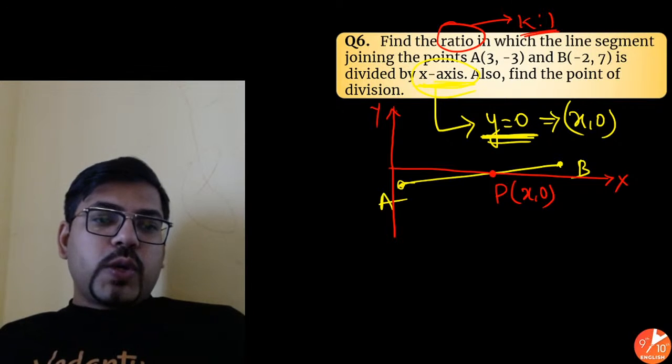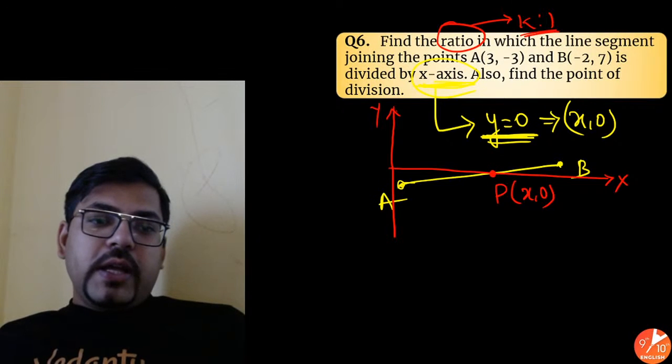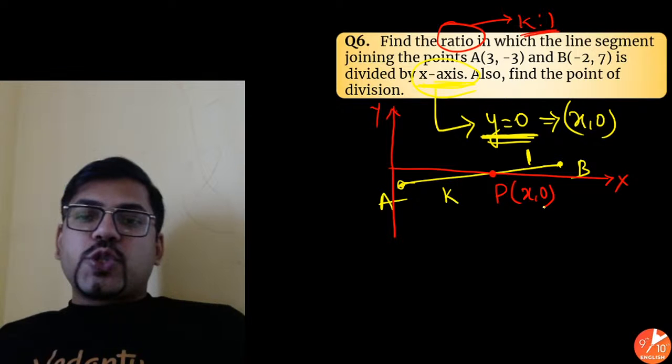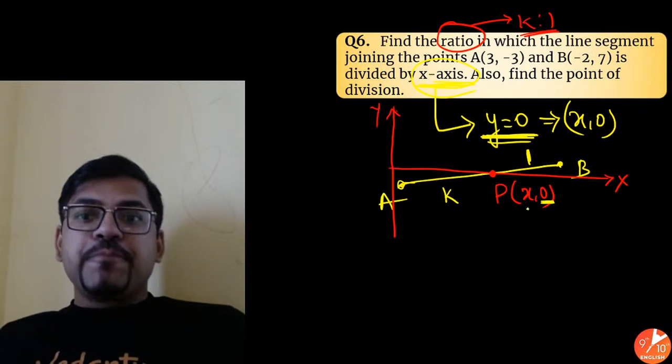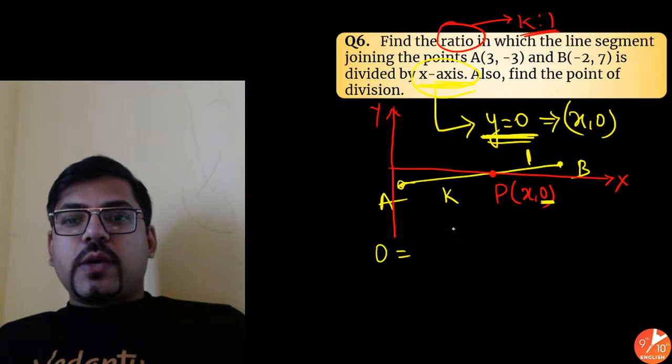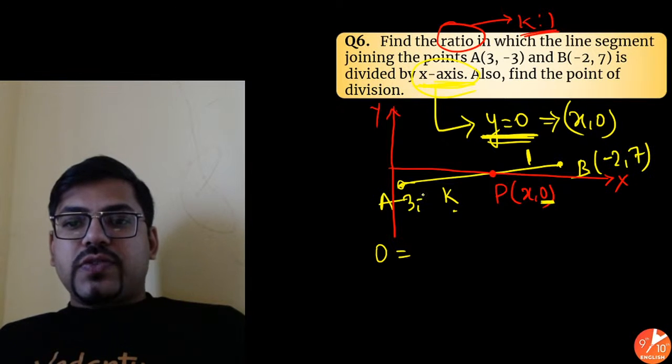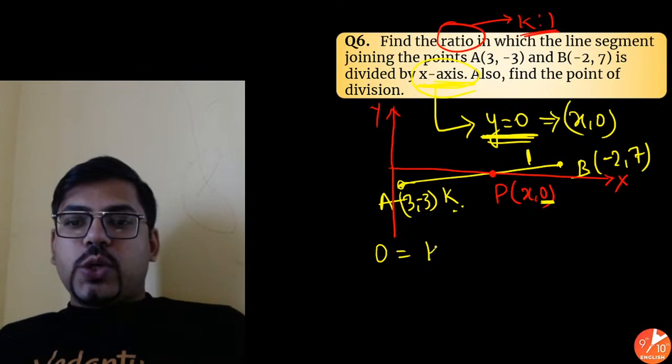So what I'm going to do right now, let's say this is k is to 1. And in this k is to 1, y is known to us because y is 0. So I'll write 0 equals to again my2, that is k into coordinates of B. Let me write it -2, 7. And coordinate of A is 3, -3. So I'll write k into y2, that is k into 7.